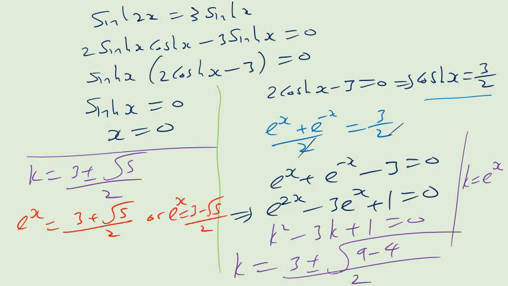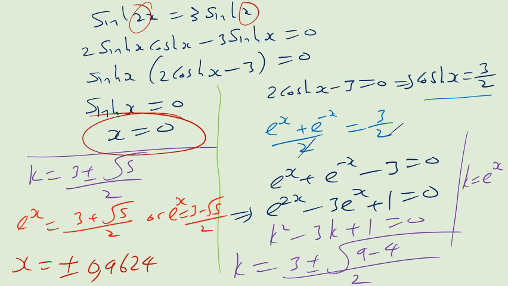Take ln on both sides and check this out. I've got x equals plus or minus 0.9624, and not forgetting x equals 0. 3 roots here. 3 roots. Awesome. Here's your 1 mark.